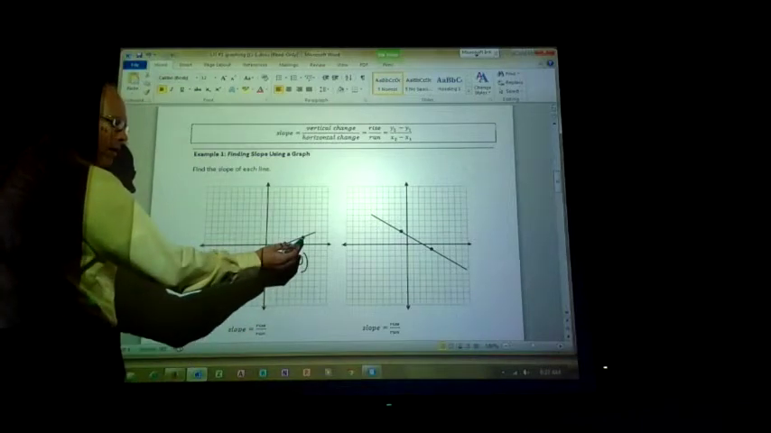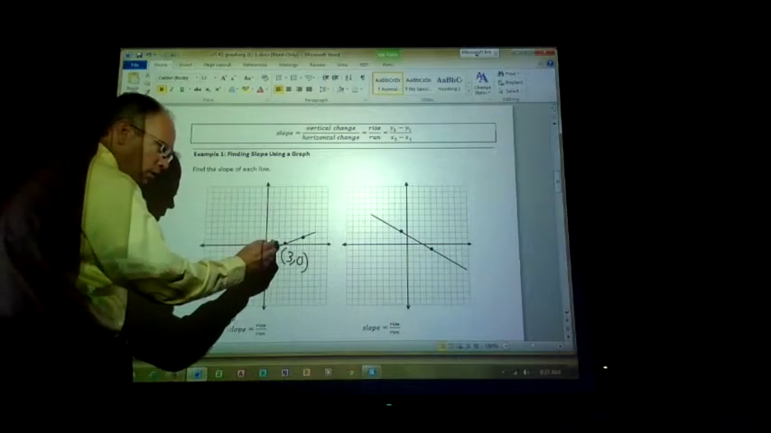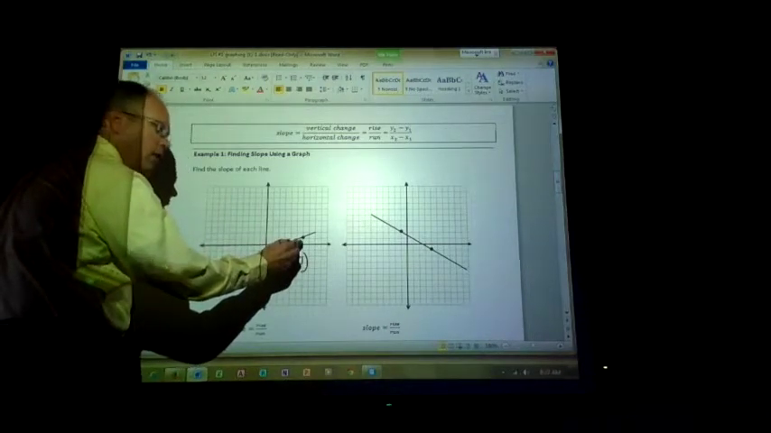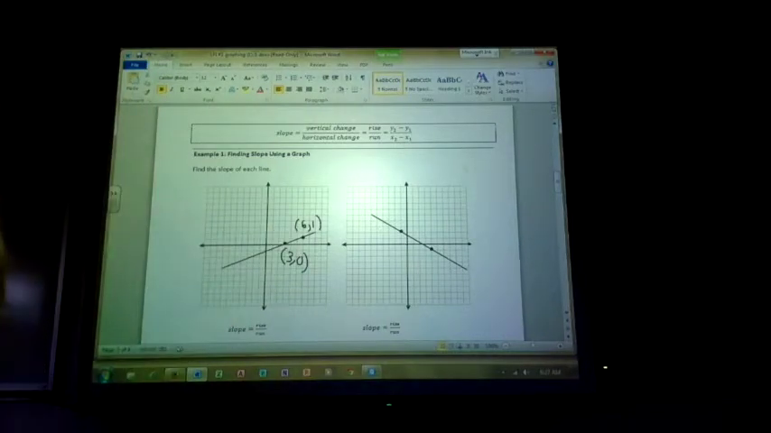And what about this point right here? Let's see. I'm going to count over. 1, 2, 3, 4, 5, 6, and 6 comma 1. In your opinion, does that appear to be a pretty steep line?